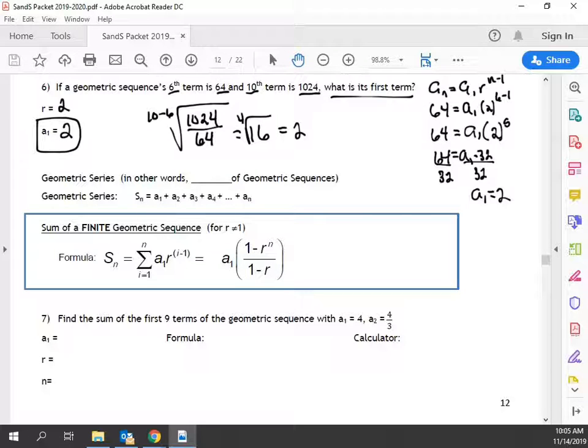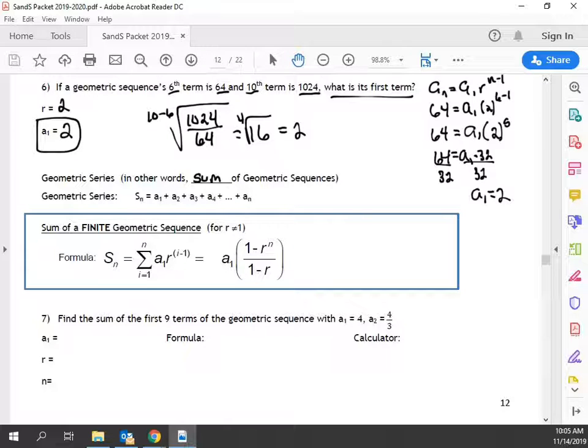Geometric series, or in other words, the sum of geometric sequences, is what you've seen before already. You've seen the sum of arithmetic sequences. Now those numbers that we're adding together don't have a common difference. Now they have a common ratio. When we're dealing with multiplication, you can do it two different ways. One, you can go to a stopping point. Or, since you're multiplying, you can actually go to infinity.